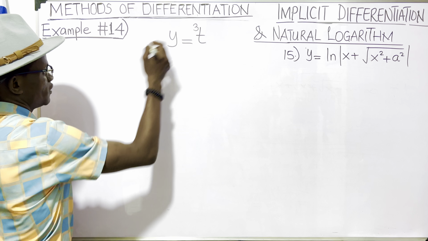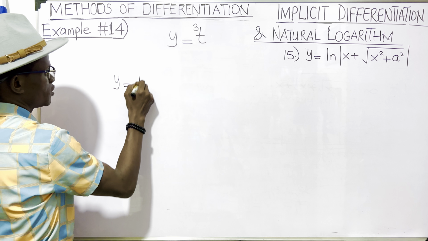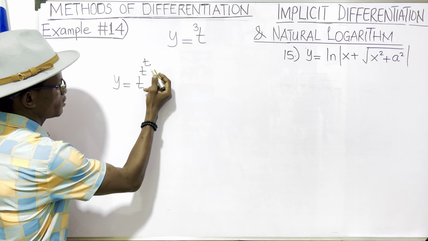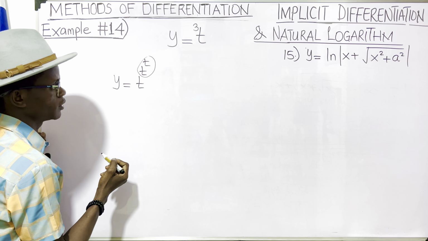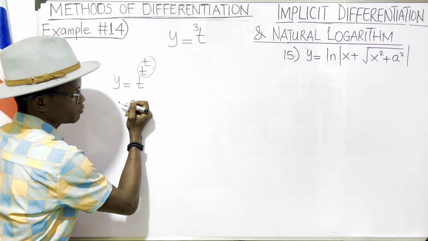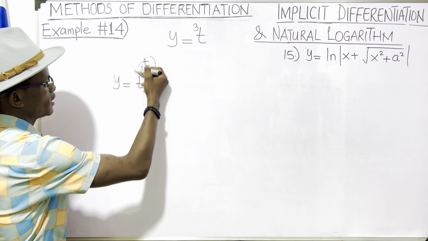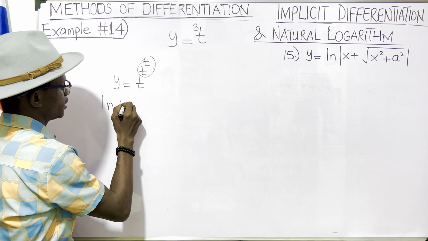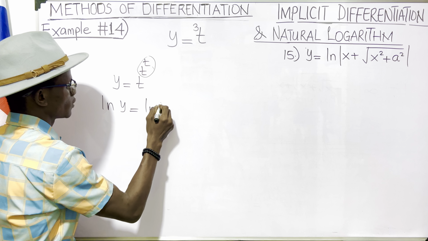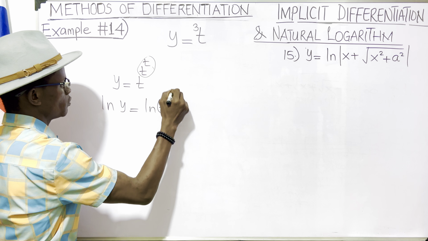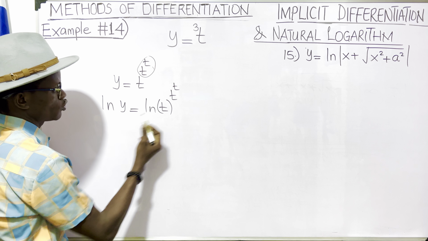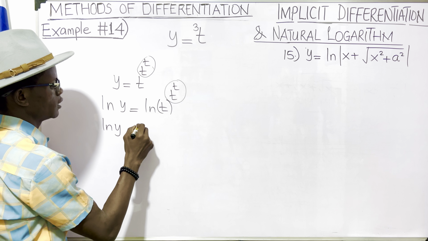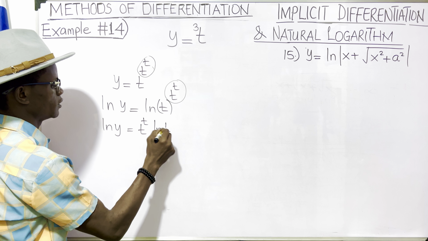Now to find the derivative of this, we can reword it first as y equals t raised to t raised to t. Remember, we need to get rid of these powers, because we cannot use the power rule or extended power rule. So we must take the ln on both sides. Taking the ln on both sides, we can bring this power down according to the property of logarithm. So that is t raised to the power t, times the ln of t.